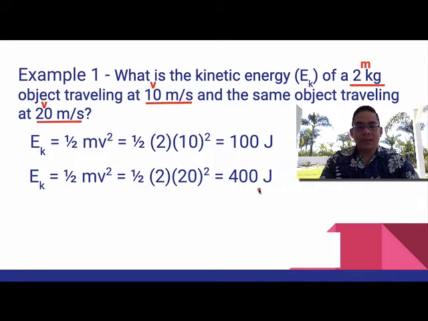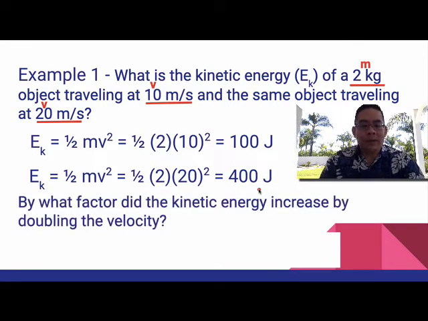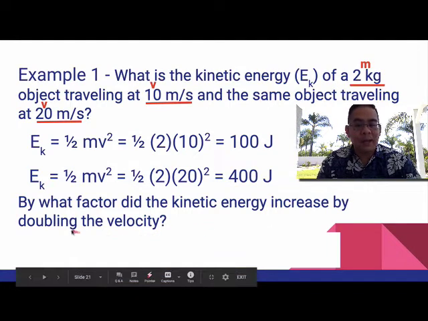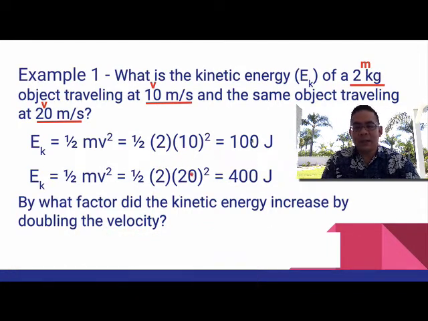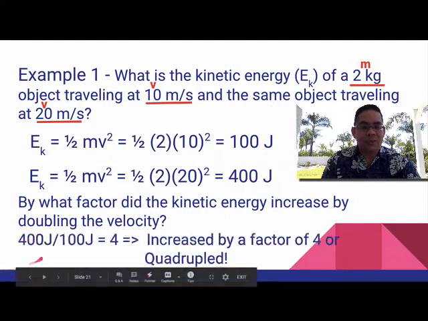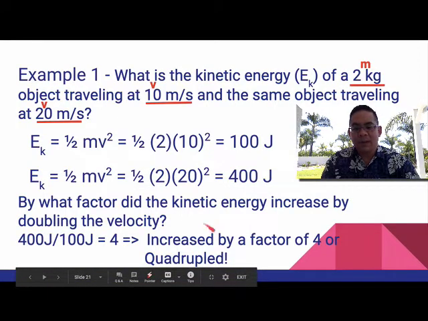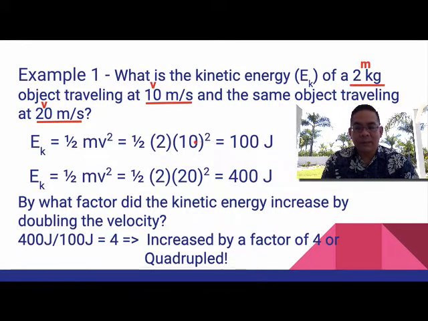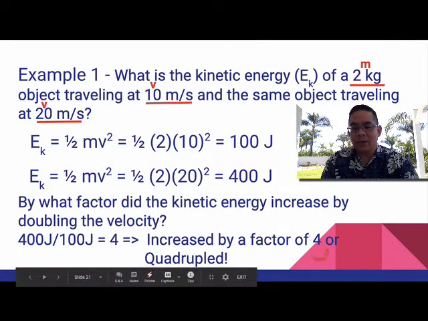When we compare these two, the question becomes, by what factor did the kinetic energy increase by doubling the velocity? When we double the velocity, you'll notice that the energy is not quite doubled, is it? When you divide those two numbers, 400 divided by 100 is 4 times greater, which means it increased by a factor of 4, or quadrupled. Where does that number come from? It's the fact that the velocity is doubled, 2, and squared. So 2 squared is 4.